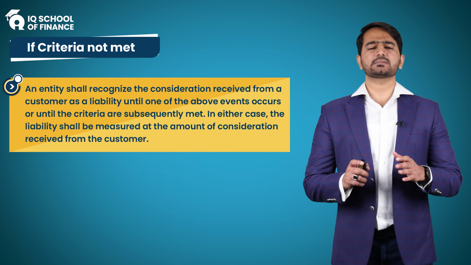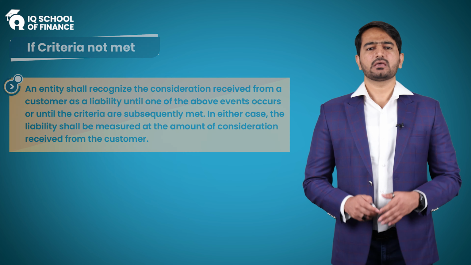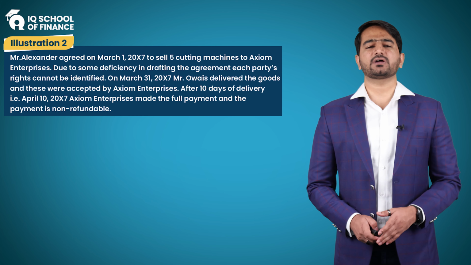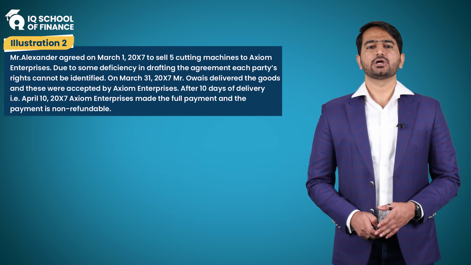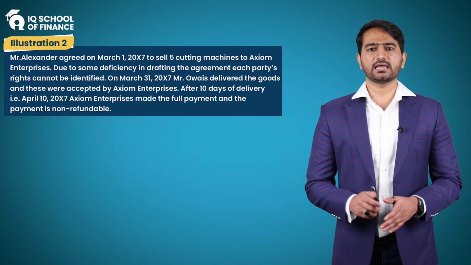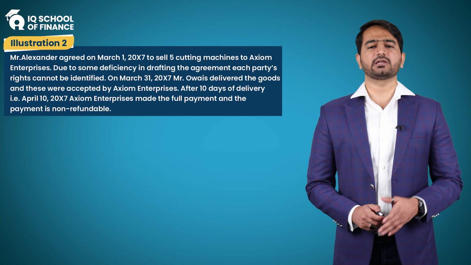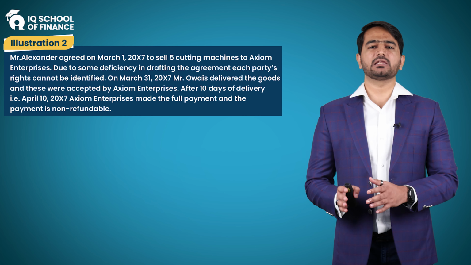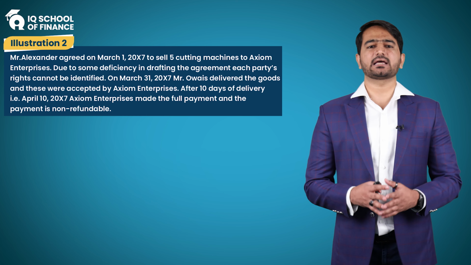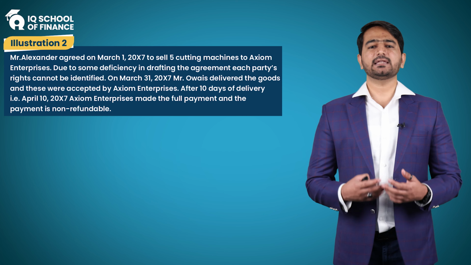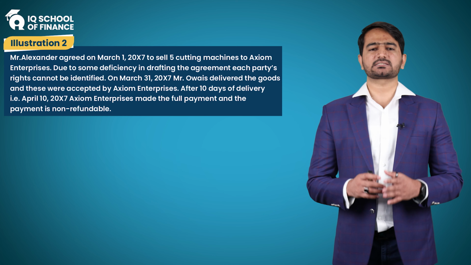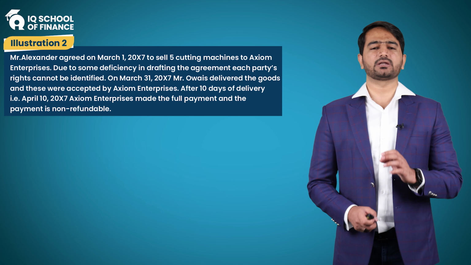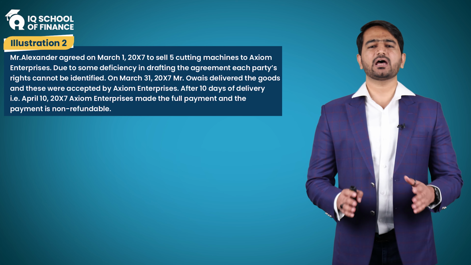Let's take a look at a simple example to understand this. Mr. Alexander agreed on 1st March 2007 to sell 5 cutting machines to Exim Enterprises. Due to some deficiency in drafting the agreement, each party's rights cannot be identified. On 31st March 2007, Mr. Alexander delivered the goods and they were accepted by Exim Enterprises. After 10 days of the delivery, that is 10th April 2007, Exim Enterprises made the full payment and the payment is non-refundable. The requirement says: when should Mr. Alexander recognize the revenue?